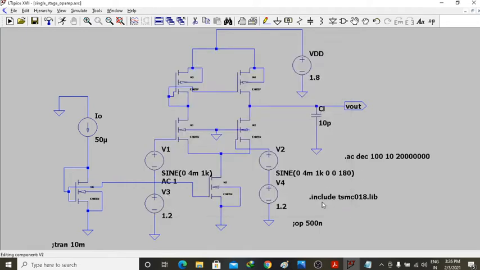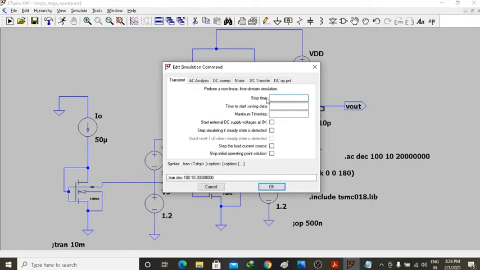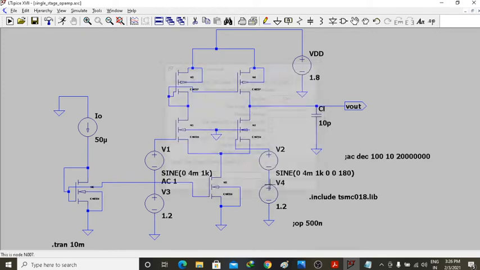So let's see this one. First we will be doing the transient analysis. For transient analysis you go to edit command window, you go to transient. Here the stop time, because the frequency is in kilohertz, the runtime should be in the order of 1 by f, so it should be in milliseconds. So let's simulate for 10 milliseconds. So 10 m I am doing. Now you just click on the run button.